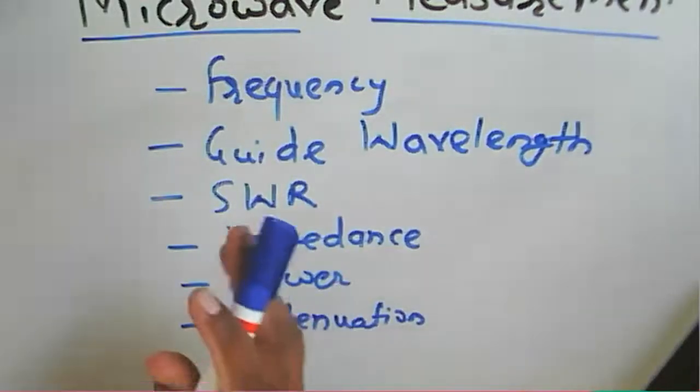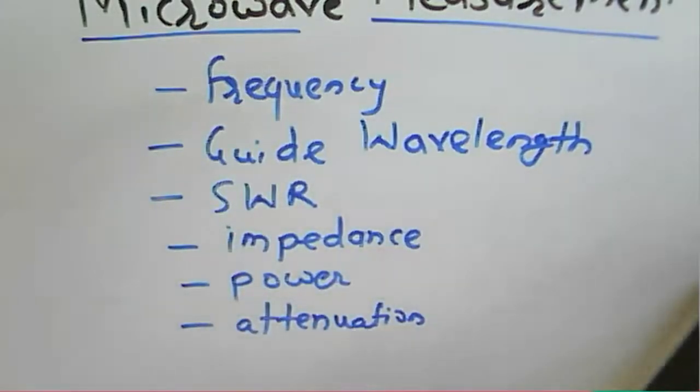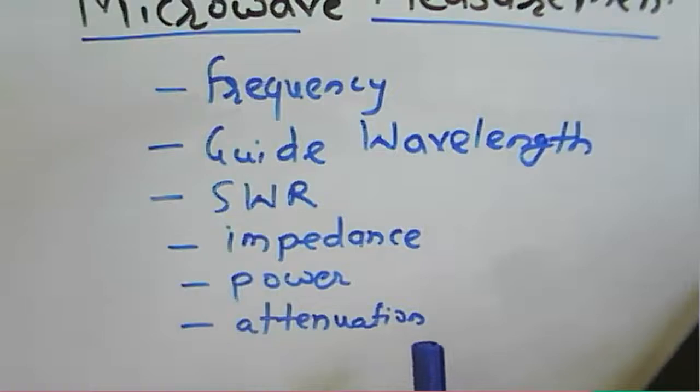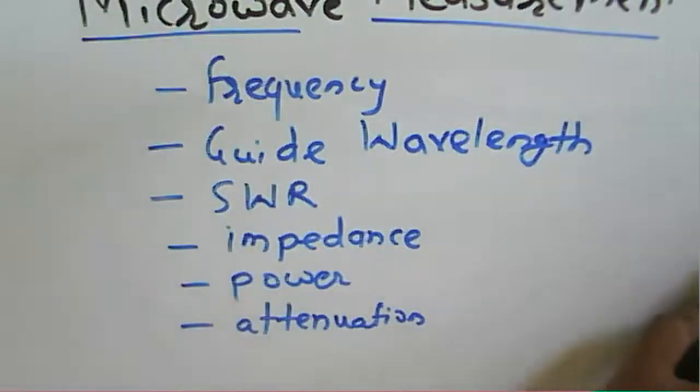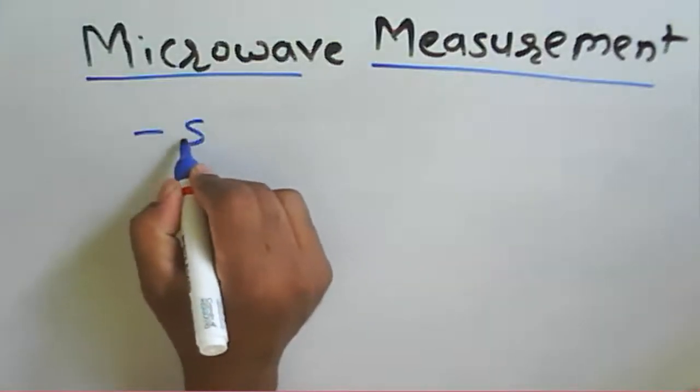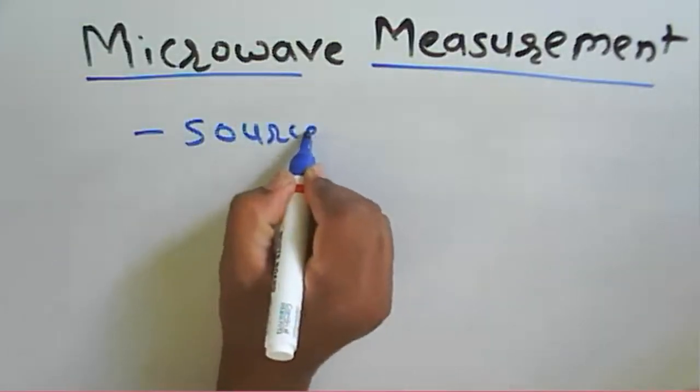Now to measure these particular parameters in a laboratory, we are supposed to use a multiple device setup, and that multiple device setup is called a microwave bench. So what are the various components present in the microwave bench? The microwave bench is generally used in a laboratory. We need to consider what the various components are. It has a source.